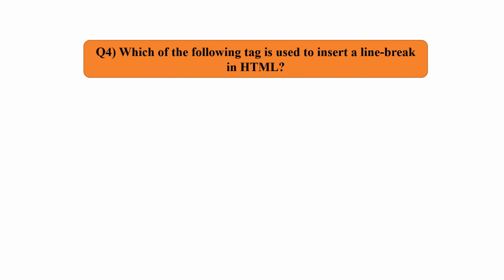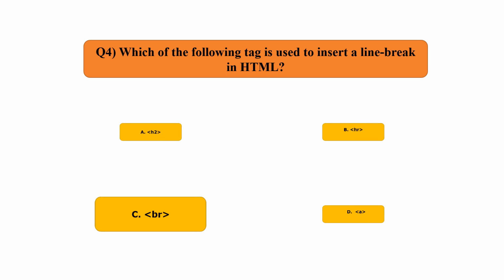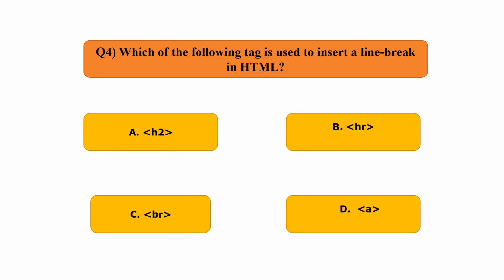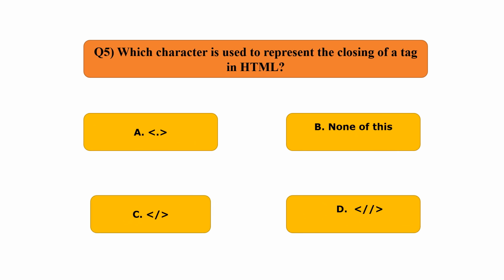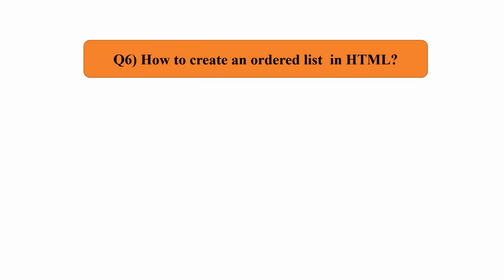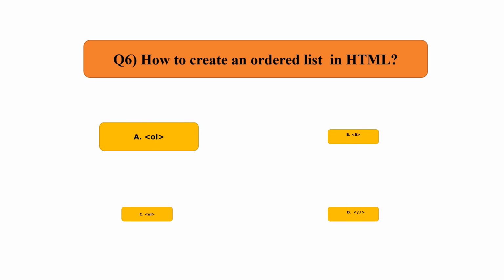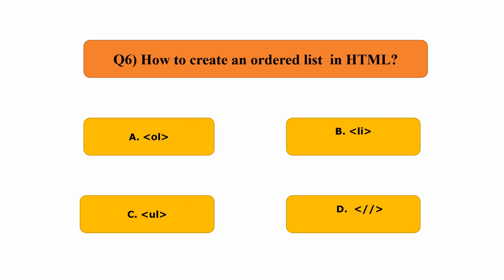Which of the following tag is used to insert a line break in HTML? Answer C. BR. Which character is used to represent the closing of a tag in HTML? Answer C. How to create an ordered list in HTML? Answer A. OL.